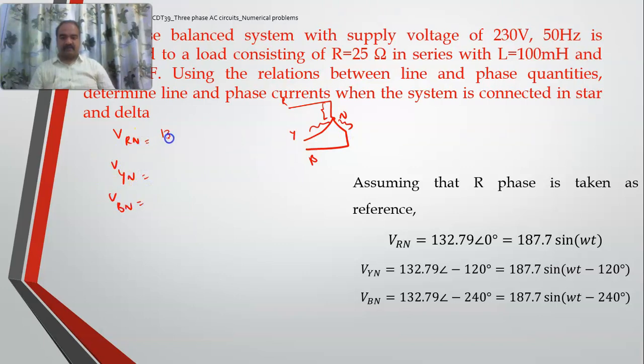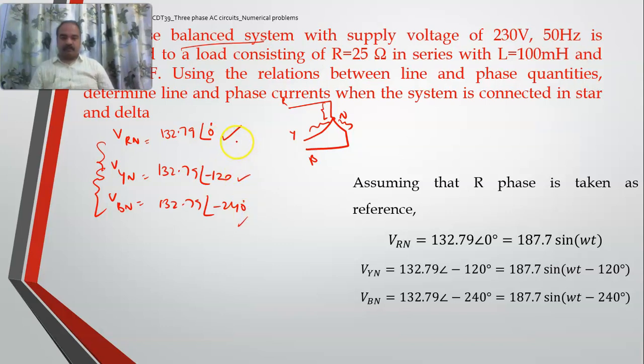They will be this 132.79, whatever the value. I'll take this one as the 0 reference. So automatically, what will this become? They will become minus 120 and this will become minus 240. There will be a 120 degree difference between them because the system is a balanced one. By default it is 120 degrees. If I take this one as reference, the remaining two will be like this.